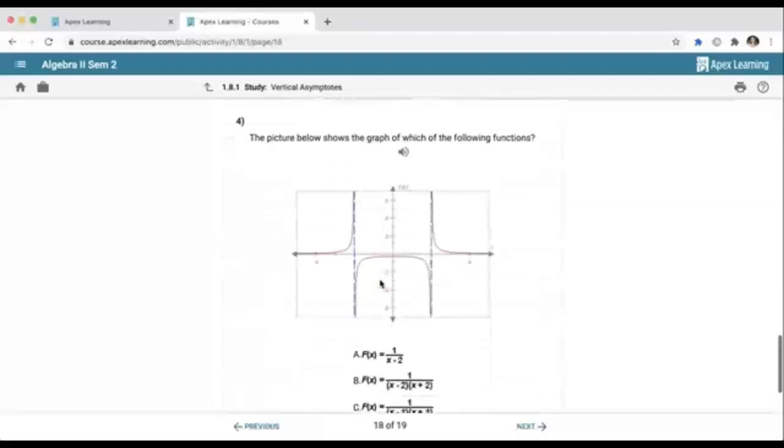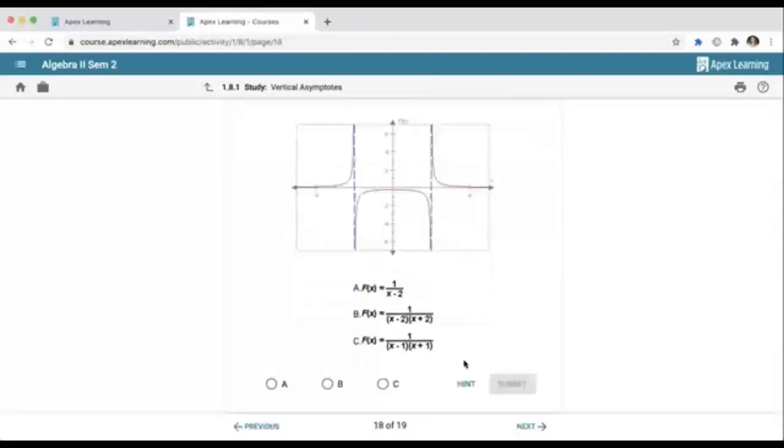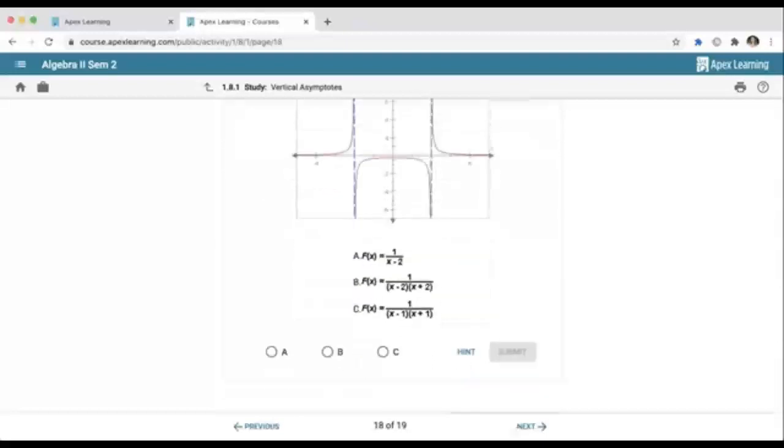All right, same thing here. Figure out where the vertical asymptotes are. How many do you have? See if you can find them with the graph. When in doubt, plug in values.